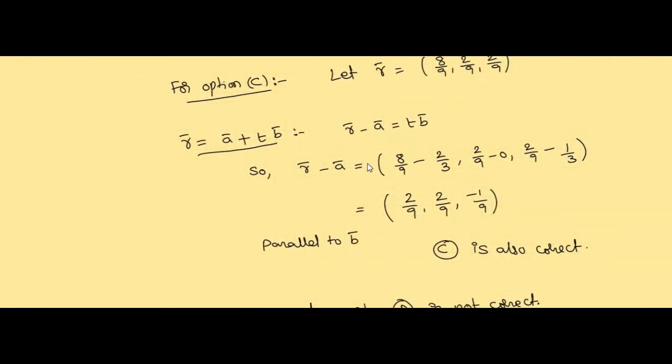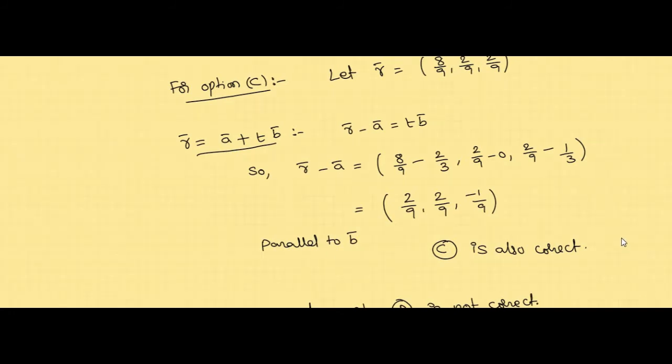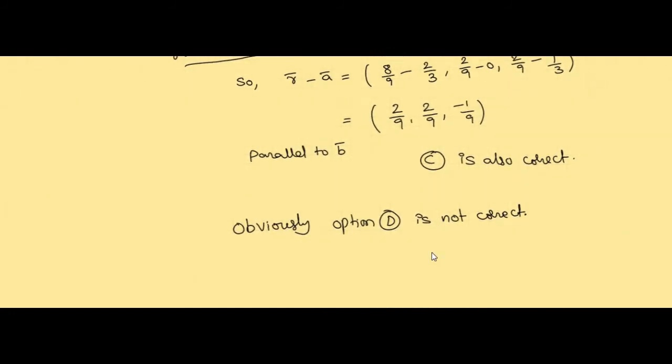So R bar is equal to the first point, and for option C, if you substitute option C, 2 by 3, 0, minus 1 by 3, I would get 2 by 9, 2 by 9 minus 1 by 9, which is parallel to the given B bar. So C is also correct. Coming to option D, that is not at all correct. Neither vector A bar nor B bar is parallel to that B bar. So option D is not correct.